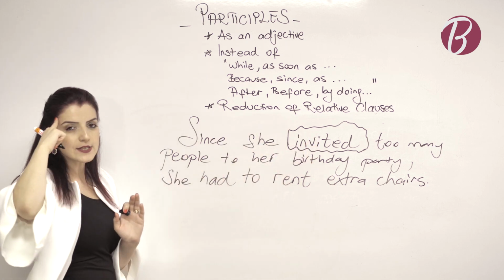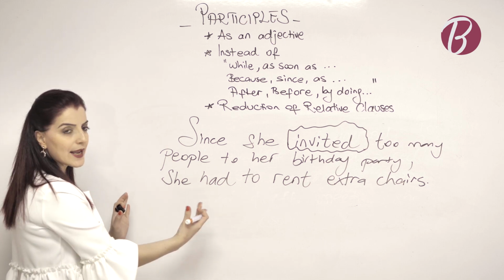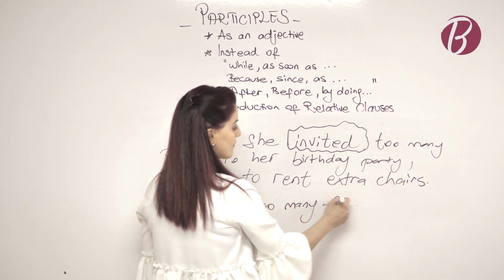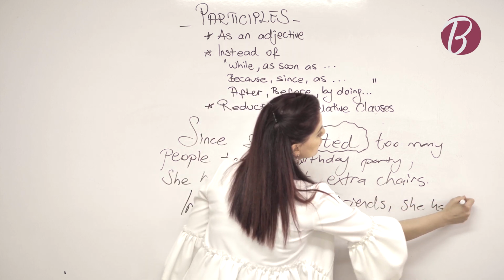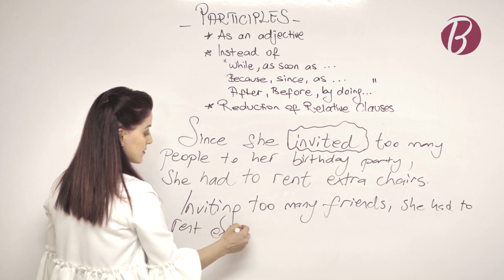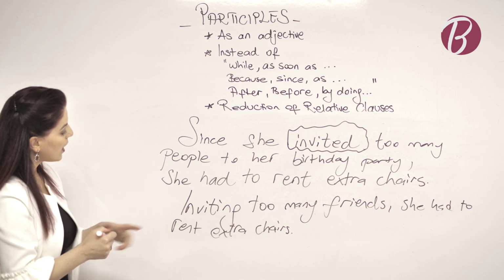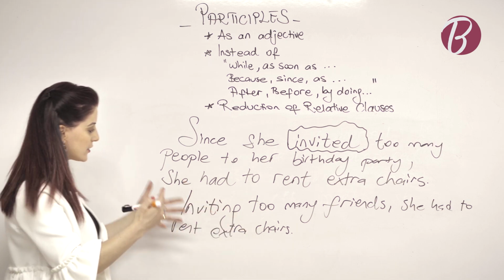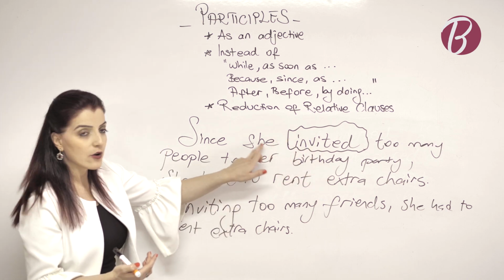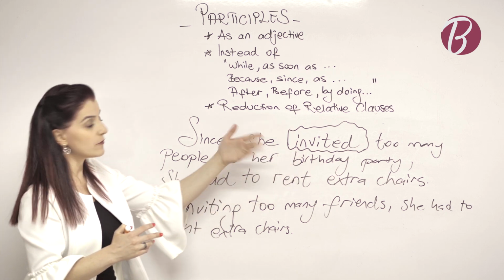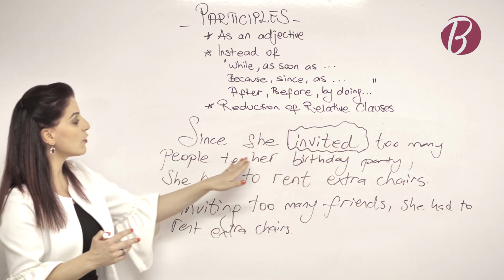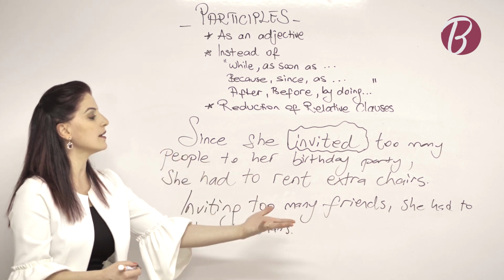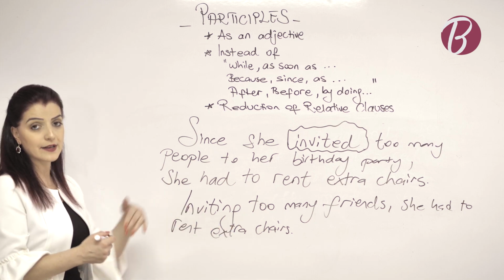If it is active, we use present participle. How do we form it? Inviting. Inviting too many friends, she had to rent extra chairs. So, I must choose present participle because this action, the invitation, is actively done by herself. So, this is an active form, you can see. So, since she invited too many people to her birthday party, let's make it more economical. Inviting too many friends, she, or Sue, had to rent extra chairs.